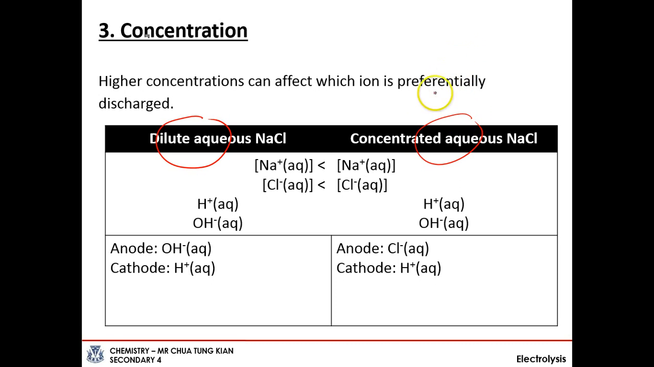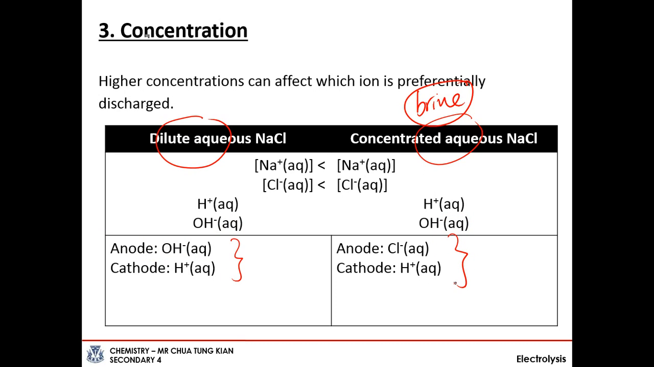Sometimes concentrated NaCl is also known as brine, B-R-I-N-E, brine. So the concentration of Na+ is higher in brine, and the concentration of Cl- is higher in brine, but take note they are still aqueous states. Why aqueous states? Because they are still dissolved in water. H+ and OH- will largely be the same because there's so much water that we don't take this into consideration. But let's take a look at what are the ions which are preferentially discharged at the electrodes.